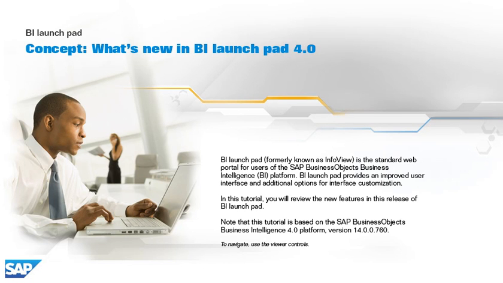BI Launchpad, formerly known as InfoView, is the standard web portal for users of the SAP BusinessObjects Business Intelligence Platform. BI Launchpad provides an improved user interface and additional options for interface customization. In this tutorial, you will review the new features in this release of BI Launchpad. Note that this tutorial is based on the SAP BusinessObjects Business Intelligence 4.0 platform, version 14.0.0.760. To navigate, use the viewer controls.